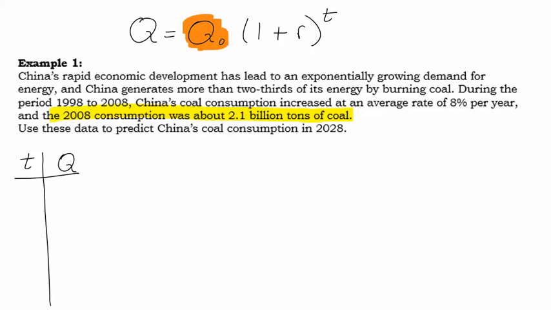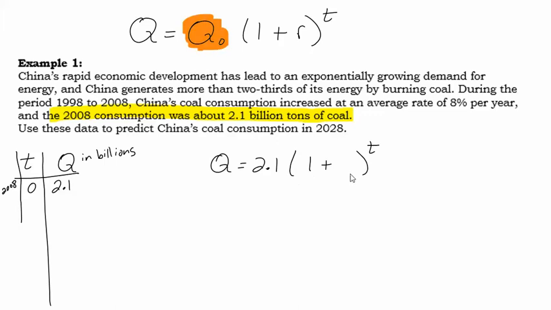So I would say let time 0 refer to 2008, and so then the output is 2.1 billion tons, and that's also your Q sub 0 number. So we have 2.1, and that's in billions, so we could specify that this Q is in billions, times 1 plus R to the T.